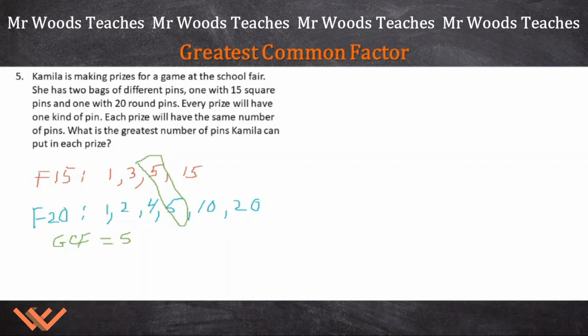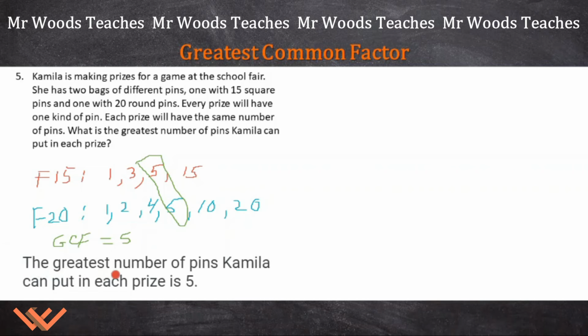But are we done? No, we actually need to explain the answer. Here I've written it out. The greatest number of pins Camila can put in each prize is 5. See how that answers it? This gives you the number that's going to be that greatest number. But we need to explain it because it says here, what is the greatest number of pins Camila can put in each prize? And look at this. The greatest number of pins Camila can put in each prize is. This is where I'm getting that sentence from. So that is the answer for the question, not just finding out the number.